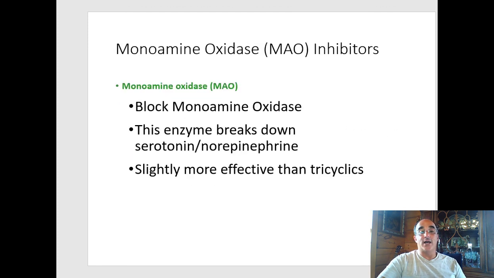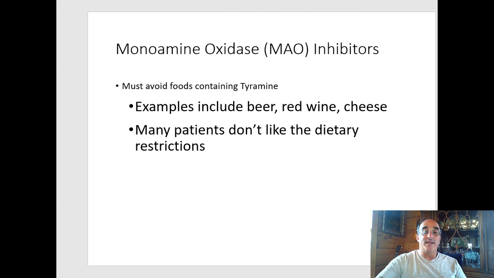The MAOs, the monoamine oxidase inhibitors, block monoamine oxidase. This enzyme breaks down serotonin and norepinephrine, and they are slightly more effective than the tricyclics. The monoamine oxidase inhibitors are sensitive to foods that contain tyramine. Examples include beer, red wine, and cheese, and many patients don't like the dietary restrictions that come with the MAOs.